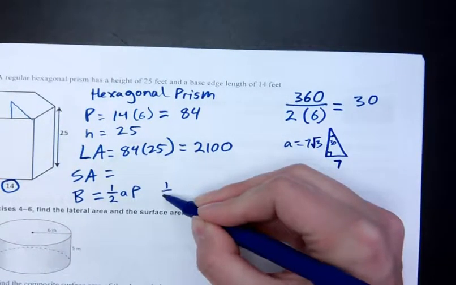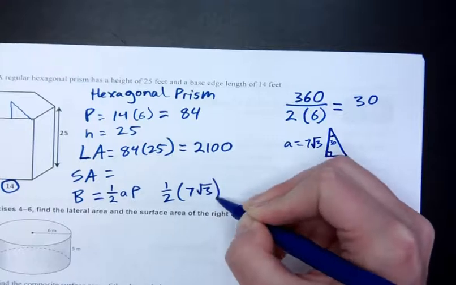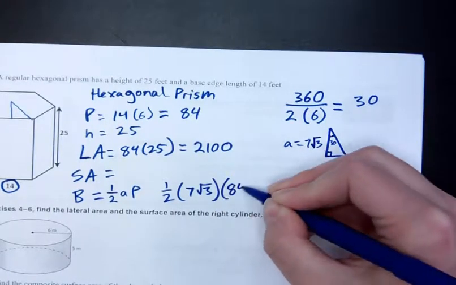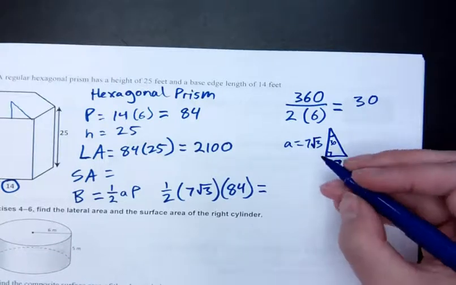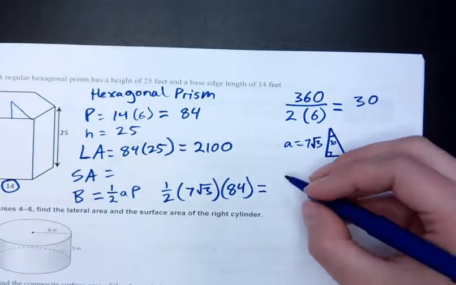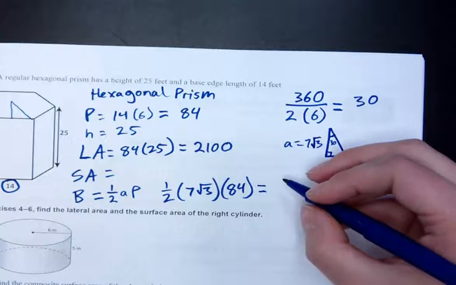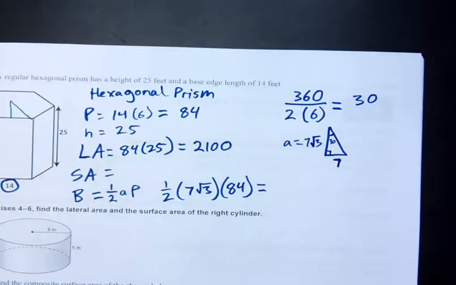And so I just plug it in: 1/2 times 7 root 3 times the perimeter I already found, 84. And that is going to give us, say it once more, 588. My answer key says 509. Is my answer key wrong? No, I did it in my head. Okay, I'm going to double check. 7 root 3 times 84. It's 509. It is 509. Okay.